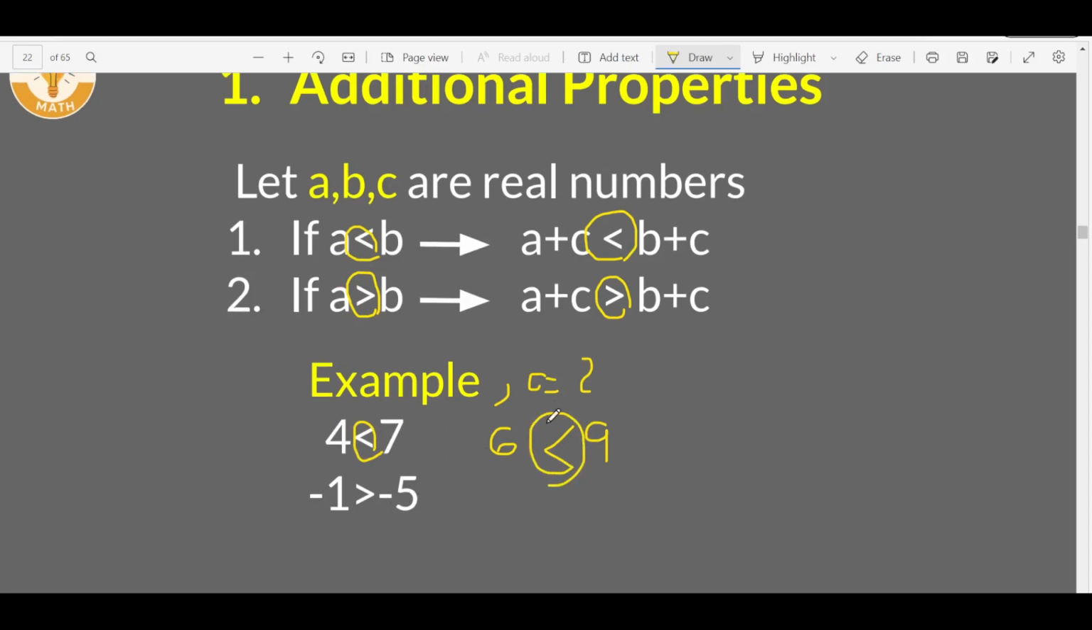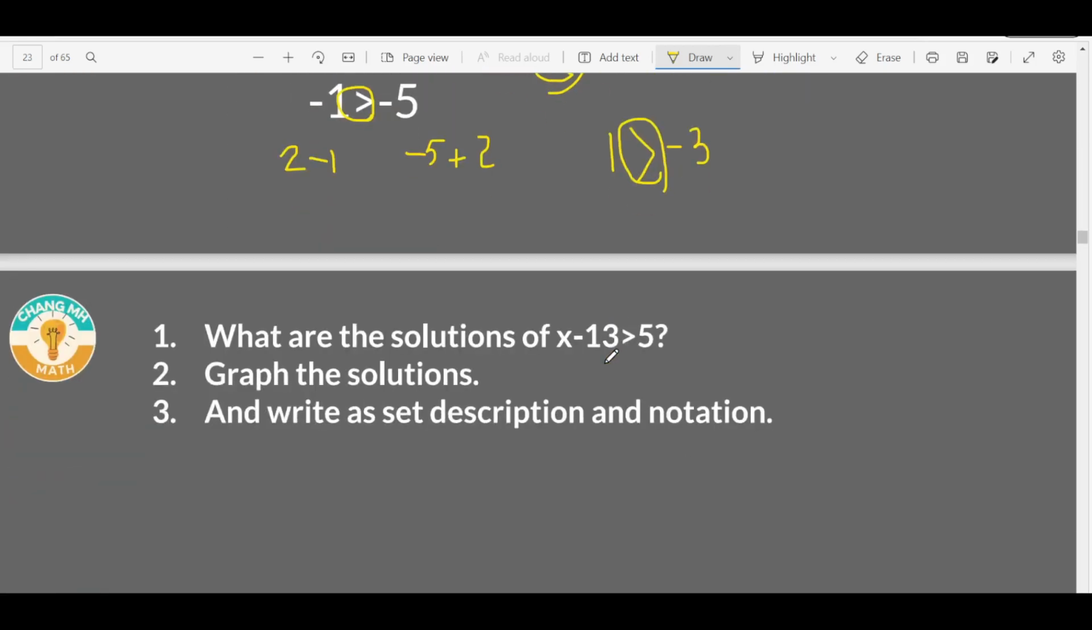And let's say when you add C, which is 2, to minus 1, you will get 2 minus 1. And on this side, minus 5 plus 2. So what will you get? You will get 2 minus 1, which is 1, and minus 5 plus 2, which is minus 3. So which one is still greater? 1 is still greater, so you have to put greater than. So the greater than sign does not change when you add a number. So let's look at some exercises.